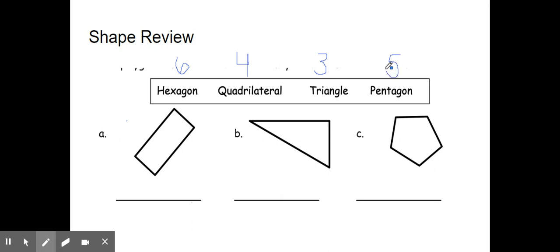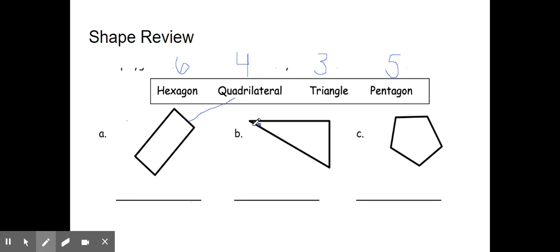Now that we reviewed that, take a minute to fill in what type of shape A, B, and C are. You can pause the video while you think about it, and then we'll go over it together. For A, let's count the sides. 1, 2, 3, 4. A shape that has 4 sides is a quadrilateral. I'm going to draw a line connecting them.